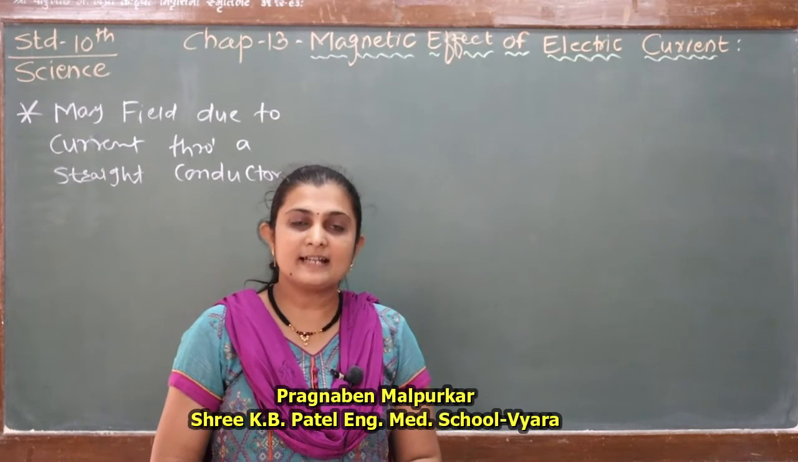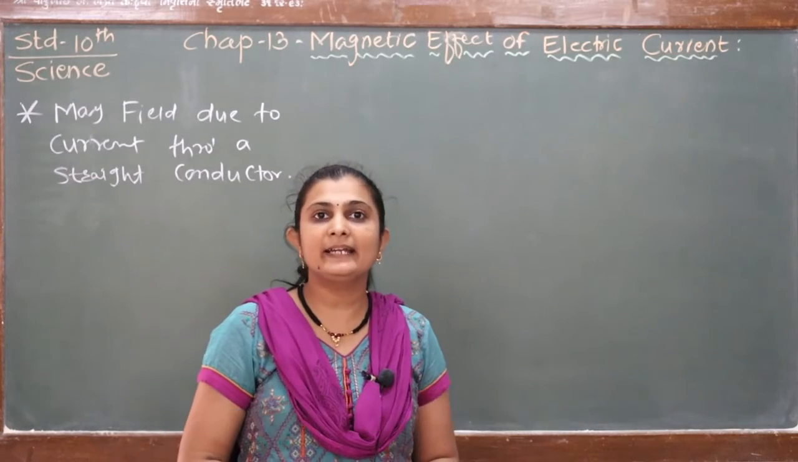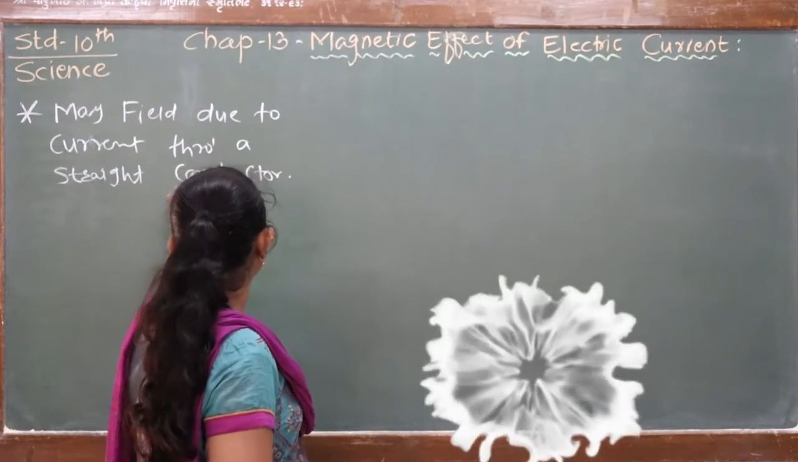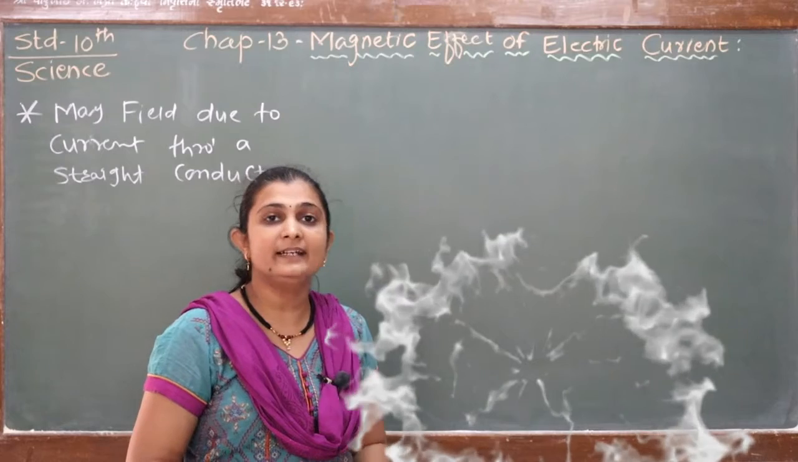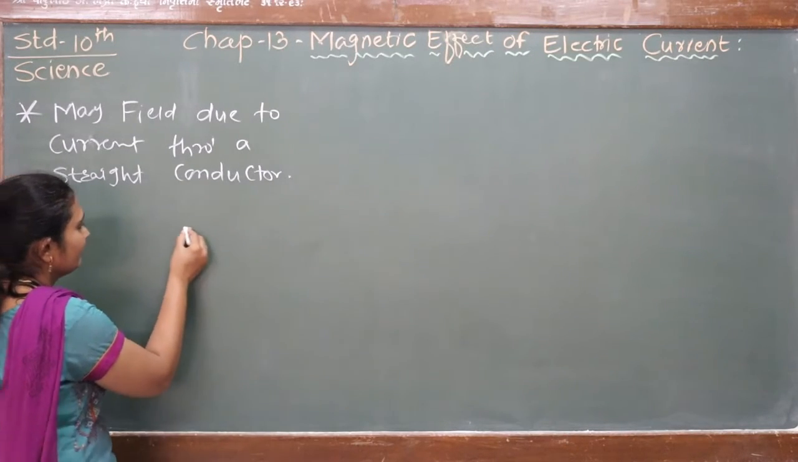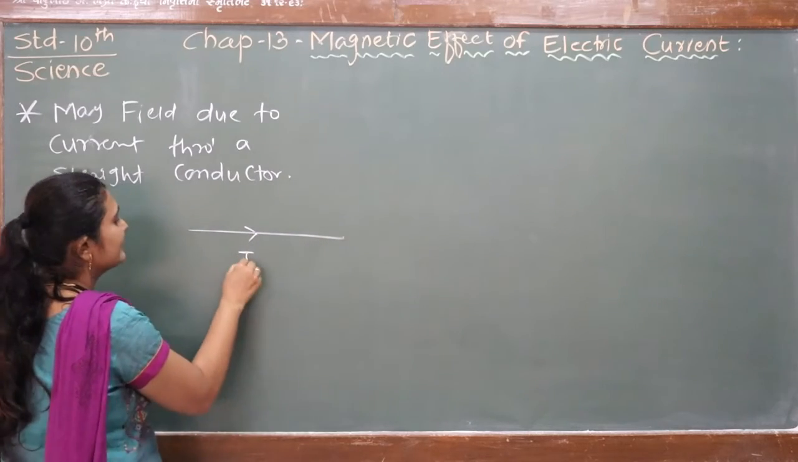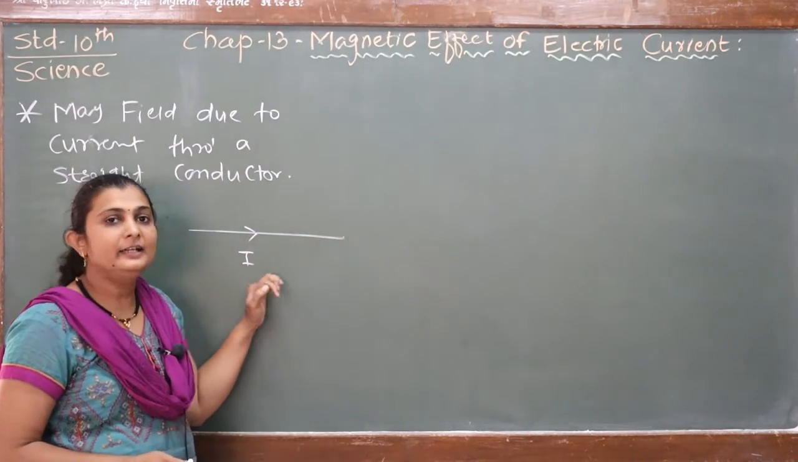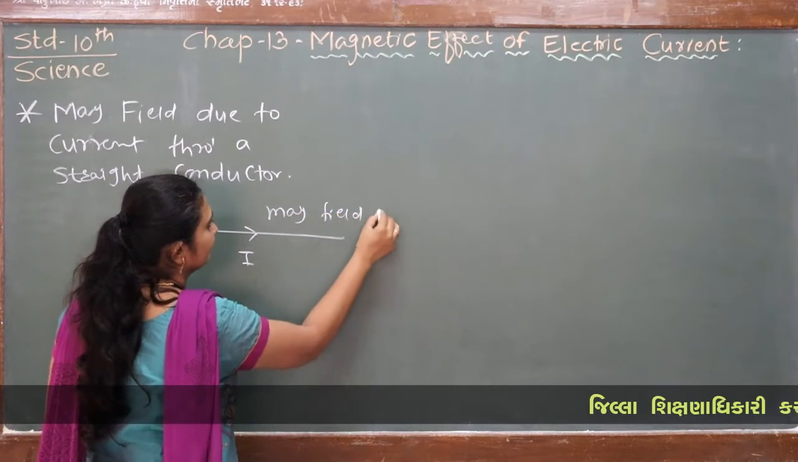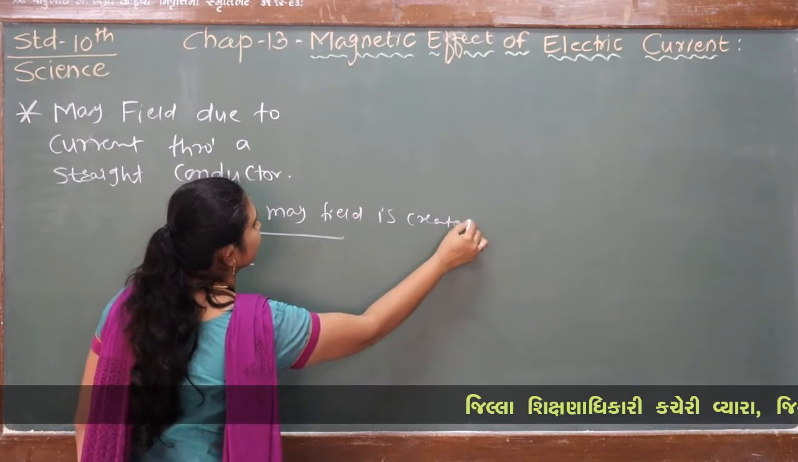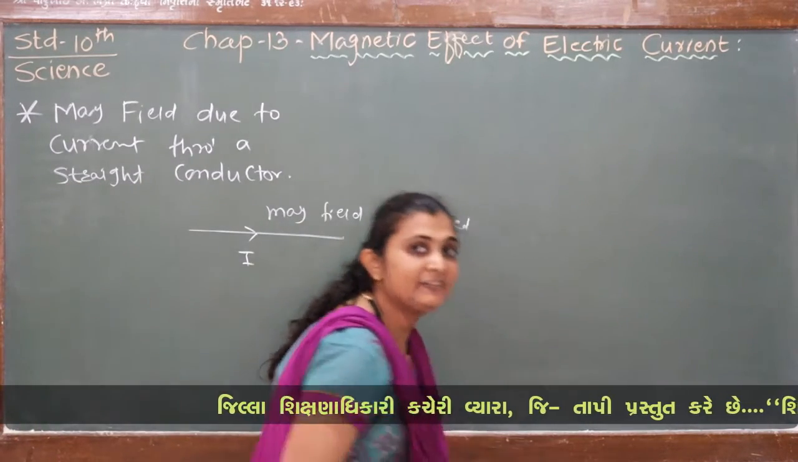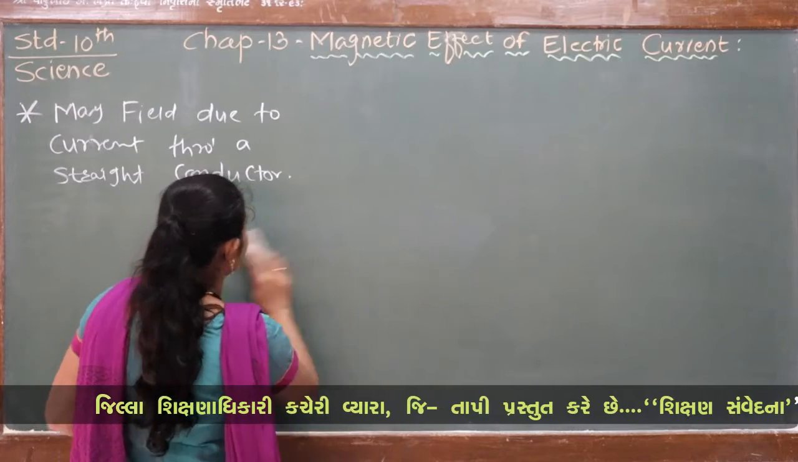Dear student, we started chapter number 13, that is magnetic effect of electric current. Now we will discuss the topic: magnetic field due to current through a straight conductor. You know that when current is flowing through any conductor, then what happens? Magnetic field is created. Correct? Now we will see the magnetic field due to a straight conductor.